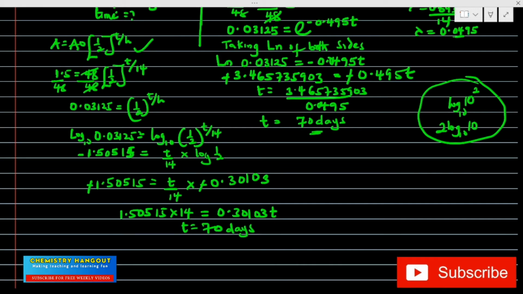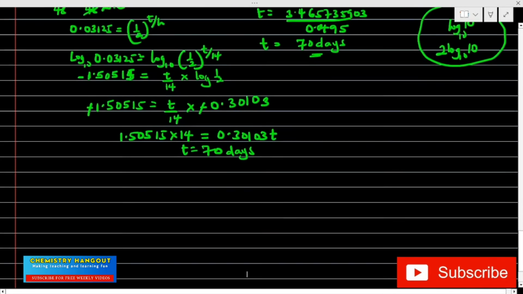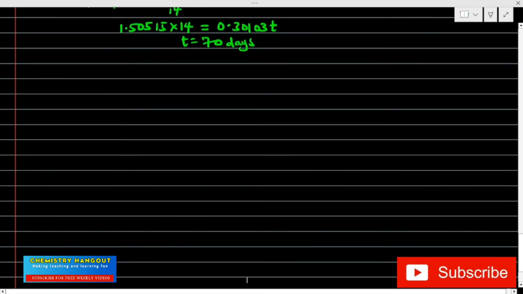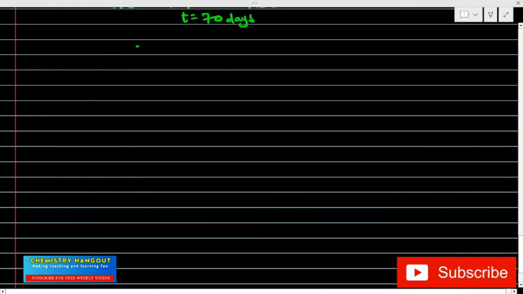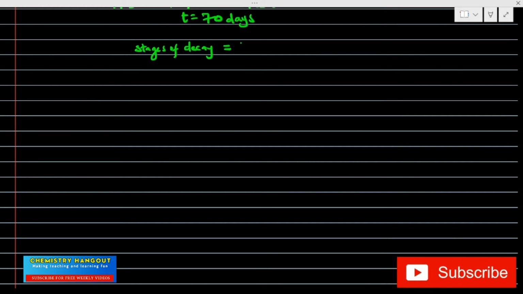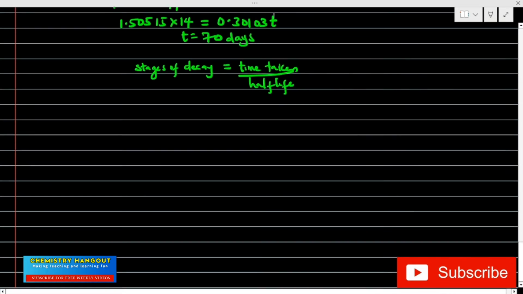Are you ready? Okay, now let's look at this. If you are taking JAMB, please take note of this formula. Stages of decay is equal to time taken over half-life. Take note of this formula. Guys, take note of this thing. JAMBites, come closer, come closer.